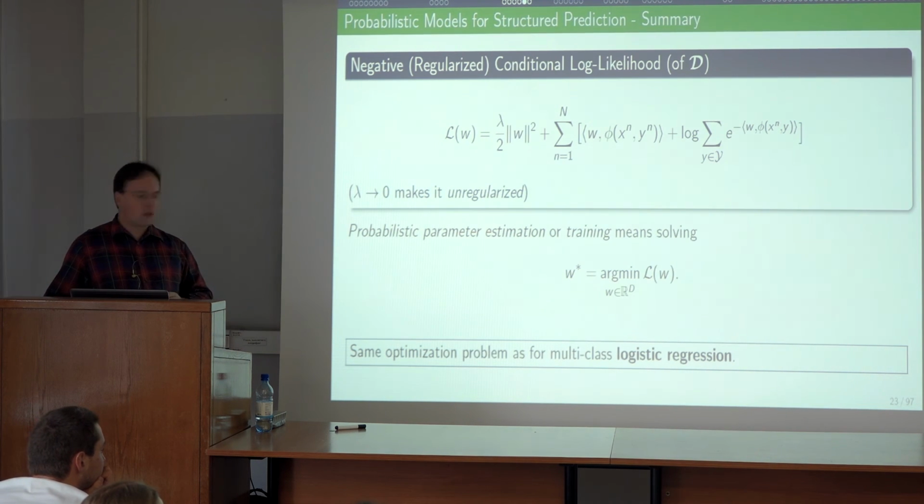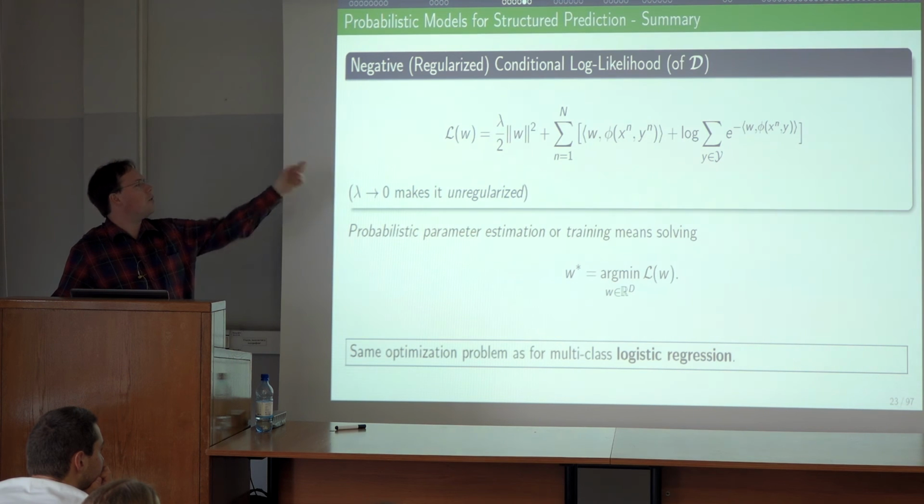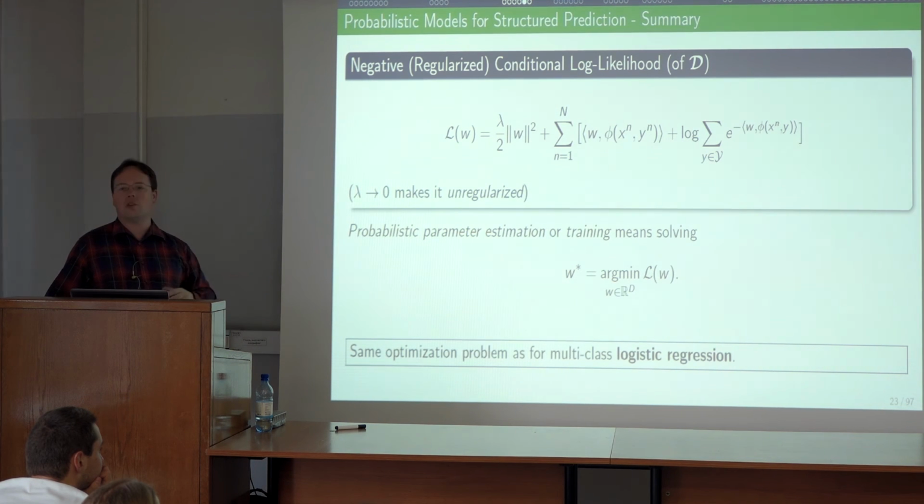Parameter estimation, conditional random field training means compute this value, minimize this function numerically. That's all. In fact, if you took a pattern recognition course or any other course, this objective should look very familiar to you. It's exactly the same as in logistic regression. Logistic regression also minimizes the conditional log likelihood of the data. The only difference is that you try to predict a number and not a structured object, but the functional form is the same.